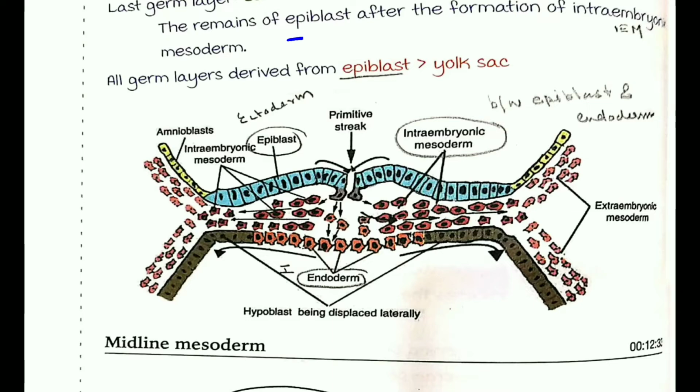So in the diagram, we can see all the 3 germ layers. This is endoderm, which is the first layer to form, and it is derived from the epiblast cells. Then afterwards, we have the intra-embryonic mesoderm formation from the primitive streak of the epiblast, and all the remaining part of the epiblast after the formation of endoderm and intra-embryonic mesoderm then forms the outer layer or the ectoderm.